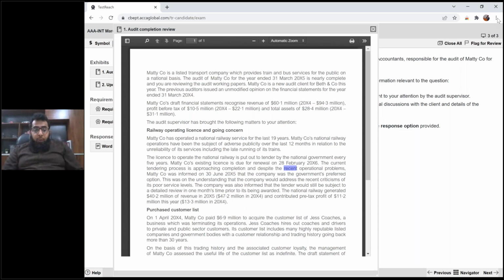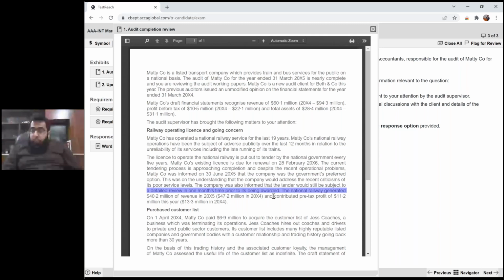Now, the company was informed that the current tendering process is approaching completion, and despite the recent operational problems, the company was informed on 30th June 2005 that it was the government's preferred option. This was on the understanding that the company would address the recent criticisms of its poor service level. The company was also informed that the tender would still be subject to a detailed review in 1 month's time prior to being awarded. The National Railway generates revenue of 40.2 million and profit before tax of 11.2 million this year.